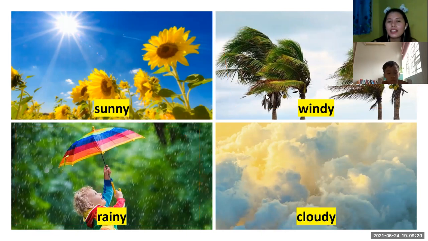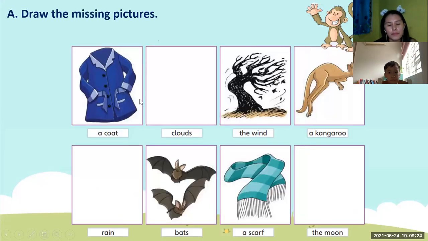So there you are. Let's have this one. Okay. You know what are those things there that you can see? Okay. Yes. You draw the missing pictures. For example, this one, can you read the words here? A coat. What word is this? It's a coat. Okay, very good. What is the color of that coat? The color is blue. Okay, very good. How about this one? Can you read this one? Is the wind. Okay, the wind is very strong. That's why the trees almost fall.